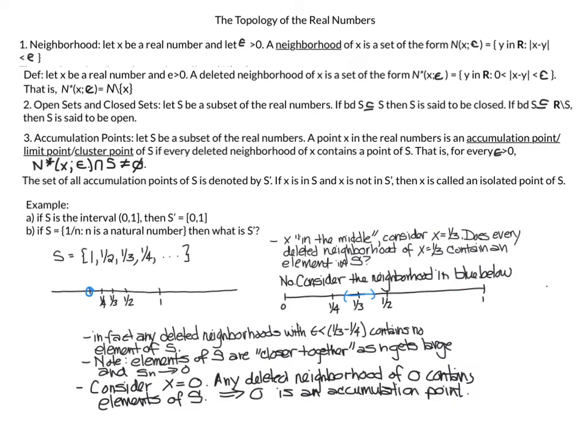We can see 1, obviously we can draw this huge, anything up to 1/2. Any epsilon up to 1/2.